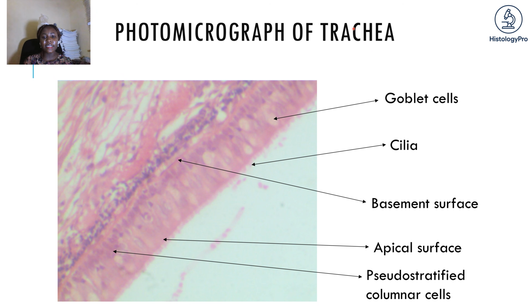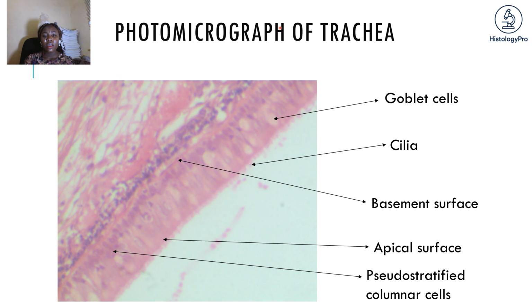The epithelial cells appear to be arranged in multiple layers because the nuclei lie at different levels. But this is actually a pseudostratified arrangement. All the cells are in contact with the basement membrane. This is the basement membrane. They are all in contact with the basement membrane, even though not all of them reach the lumen, or the apical surface.